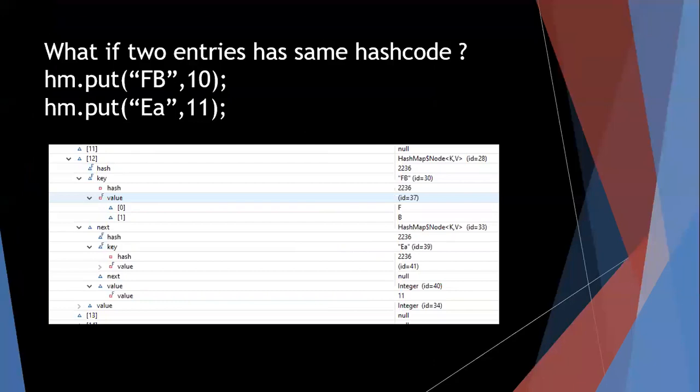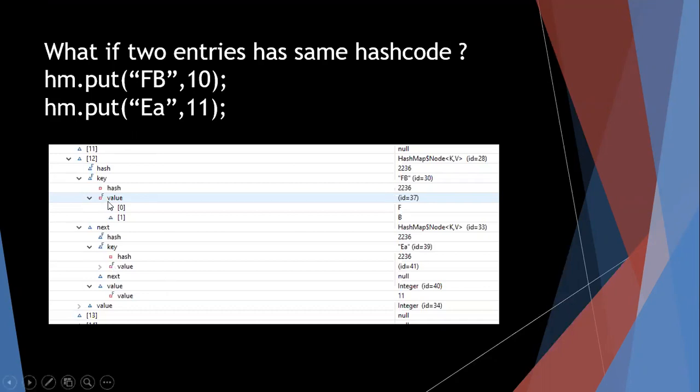What if two elements have the same hash code? Okay, you may get the doubt. So what if two elements have the same hash code? You can see here we have used hm.put of FB and EA. We know that FB and EA will get the same hash code, so I have taken the example for that.